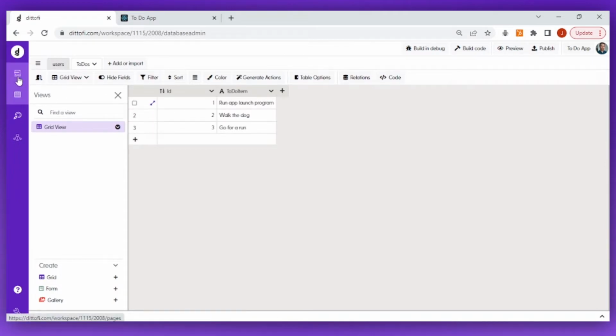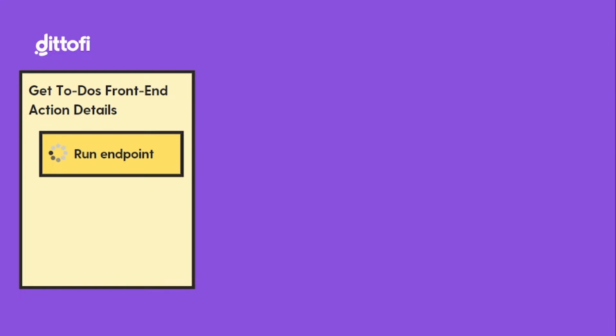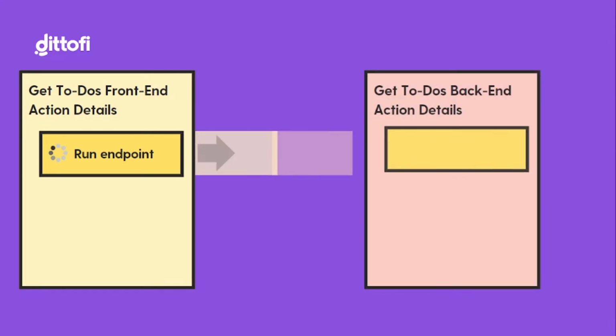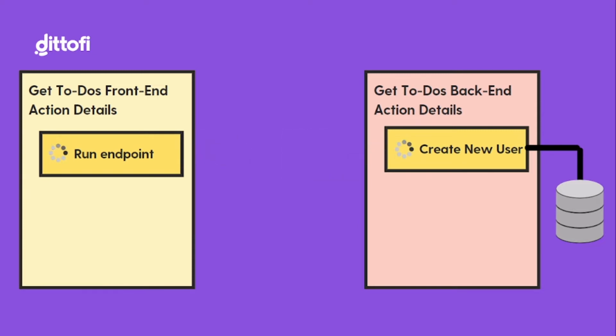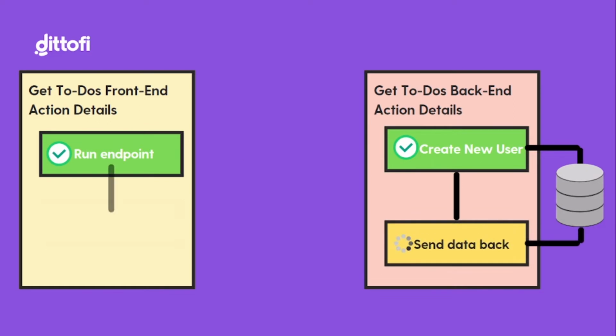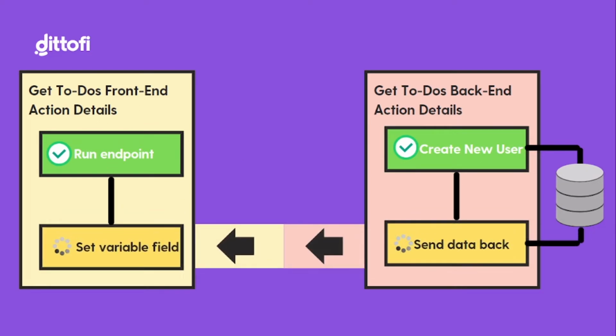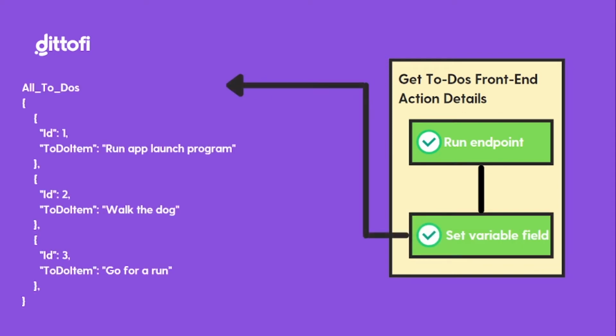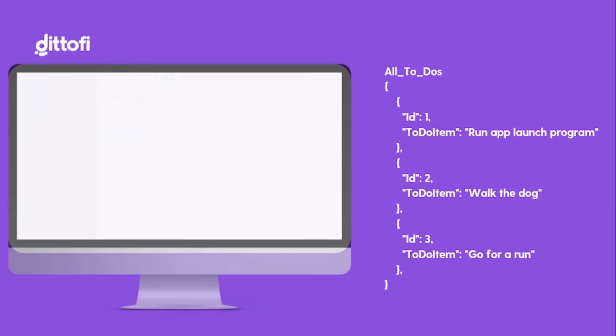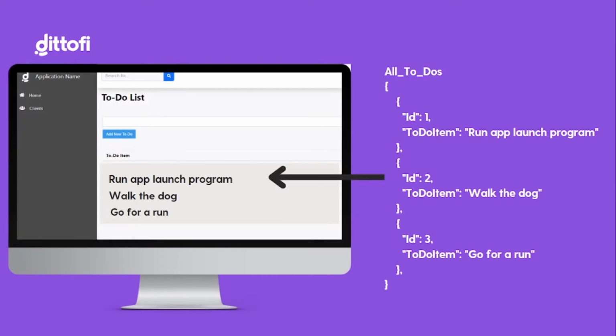back end actions. When the get to-dos front end action runs, this will trigger the back-end action, which will go and fetch the list of to-dos. This action has been pre-configured to fetch a list of to-dos that are stored inside of the to-dos table and return this collection to the front-end action, which will then map the data into this to-dos collection variable. Once the data is in the to-dos collection variable on the front end, you can choose where on the front end you want to display the data.